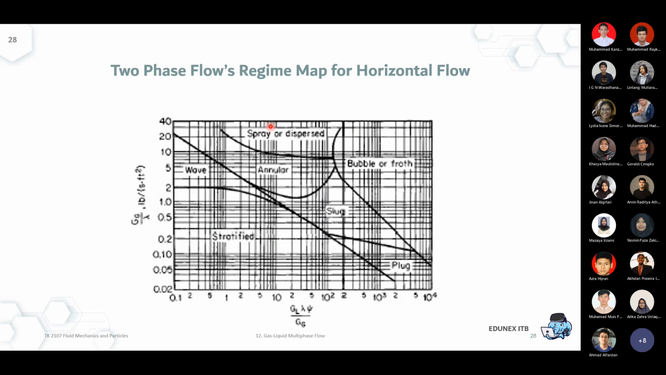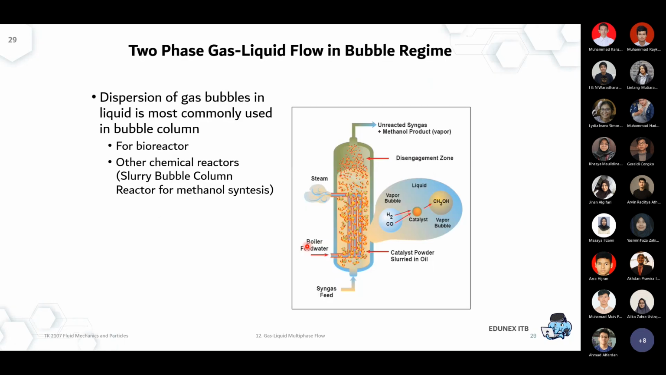Okay, same thing here. It's just a derivation from different sources, but the concept is once we know the ratio of the liquid and the gas, then we can determine where we are working in this kind of pipeline. Okay, any questions about the regimes map before I continue to the last part about the pressure drop?